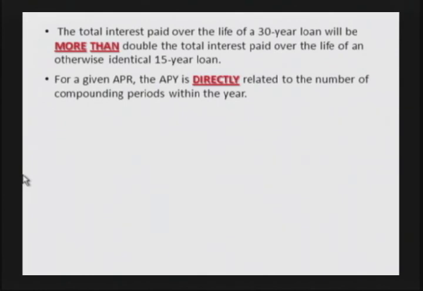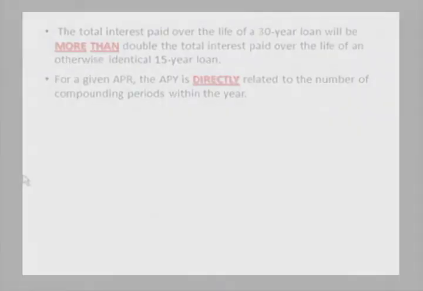For a given APR, the APY is directly related to the number of compounding periods within the year. For a given APR, if you compound monthly, you'll get a higher effective rate than if you compound it quarterly or semi-annually or annually. If you compound it even more often, such as daily, you'll get a higher effective rate. So the more often you compound a given APR, the higher your effective rate will be.